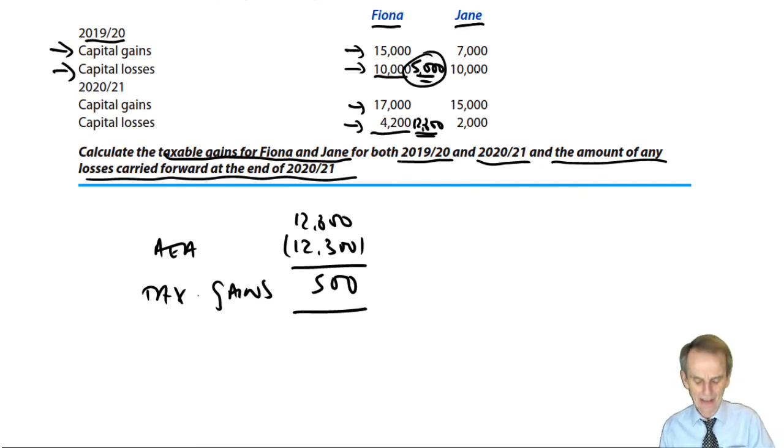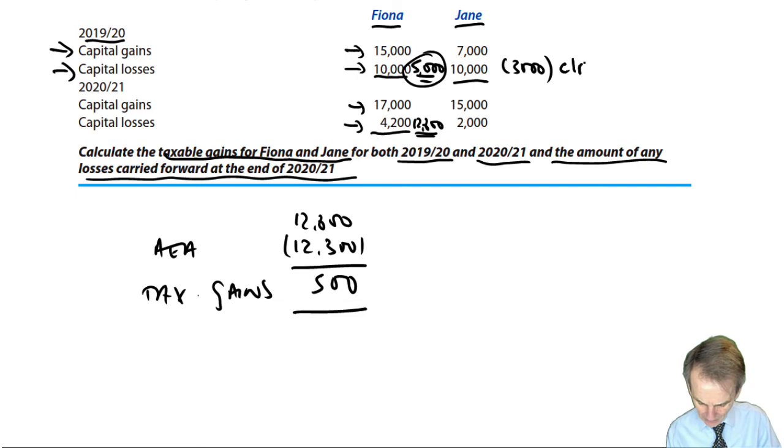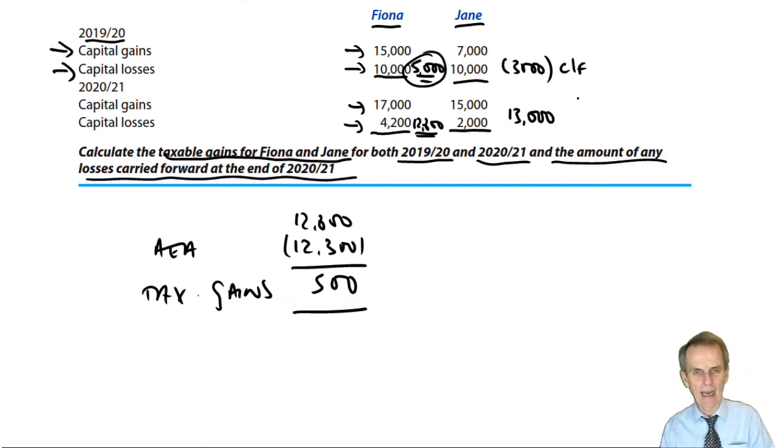A bit more interesting back in 2019/20, because she ends up with net losses of the year of £3,000. Now, when you, as you must, net out the gains and losses of the year, any net loss would then be carried forward for use against future gains. In the next tax year for Jane, 2020/21, we have £13,000 of net gains. Again, remember, you must net out the gains and losses of the year. But what comes next as a deduction? The next deduction is, of course, your AEA, which for our 2020/21 tax year is £12,300.